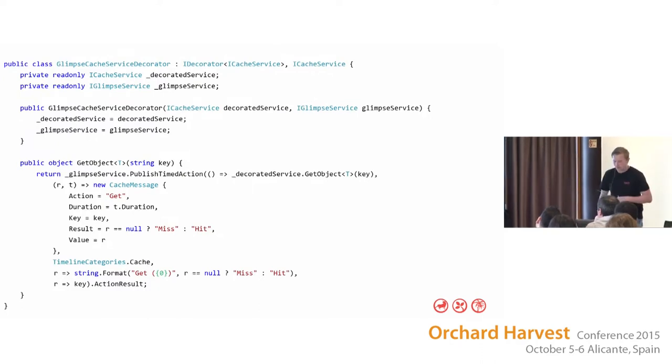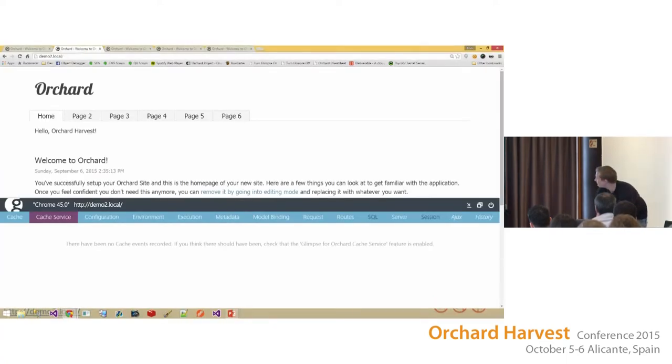So that's all the parts that we need to be able to publish messages in Glimpse. We've got our tab, we've got our message, and we've got our service that publishes the messages. So what does that look like? It looks like this.